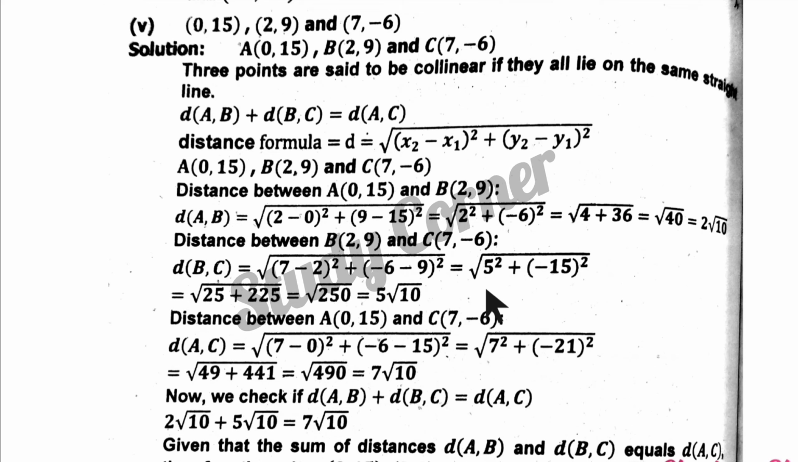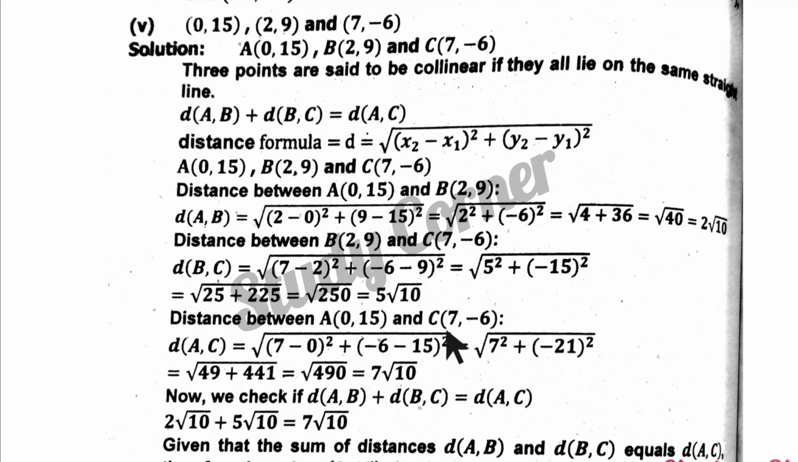So 7 minus 2 is 5, and minus 6 minus 9 is minus 15 whole square. 5 square is 25, 15 square is 225. The sum of these values is 250, and the square root of 250 by prime factorization gives 5 square root of 10. In the previous question, I told you how to find a square root by prime factorization, so you can look there to see how to find it. Now we have to find the distance between A and C.